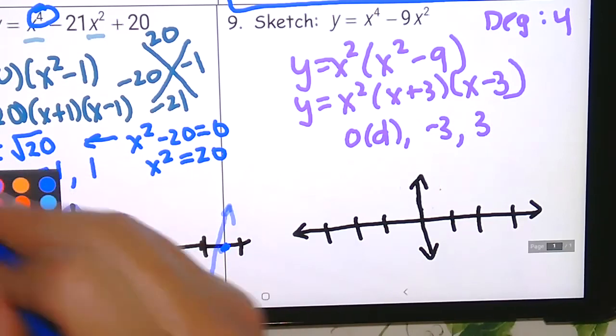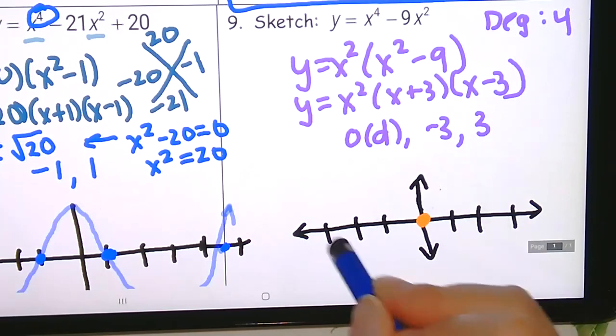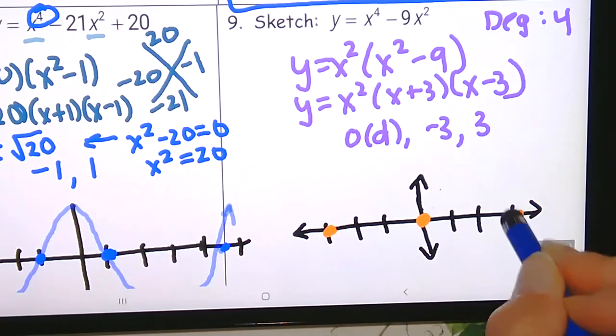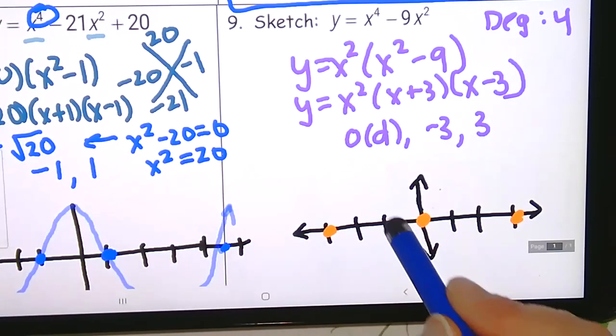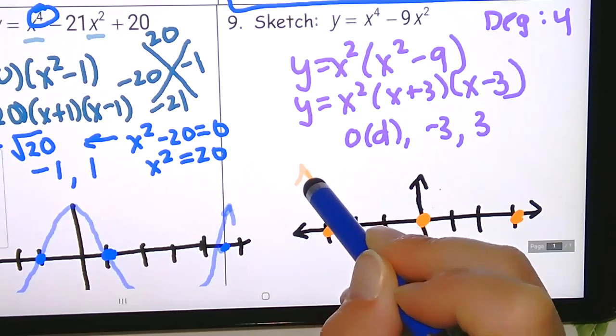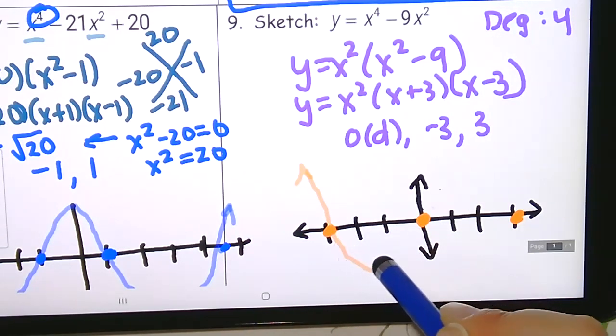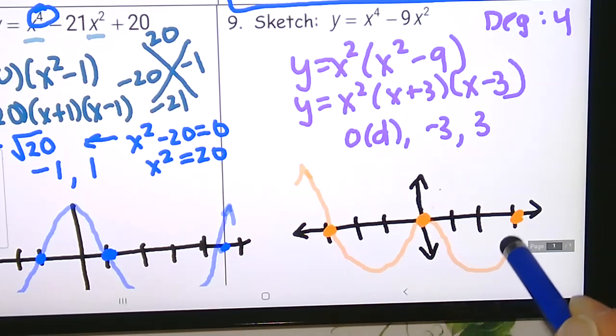And when I plot this, 0, it's a double, negative 3 single, positive 3 single, and I'm going to go through, and again, it's a positive even, so it's like a parabola. This is a single, this is a double, so it's going to bounce back, and this is a single, and that's your graph.